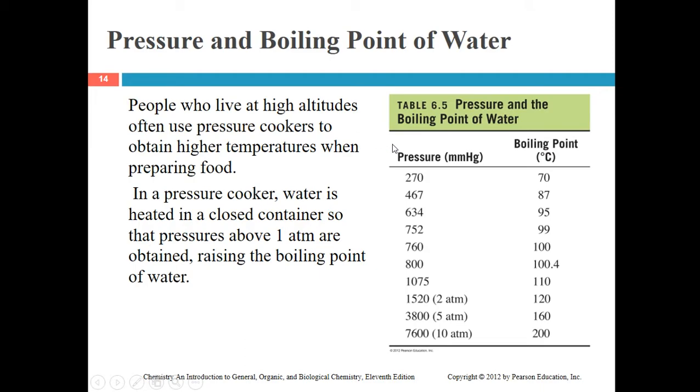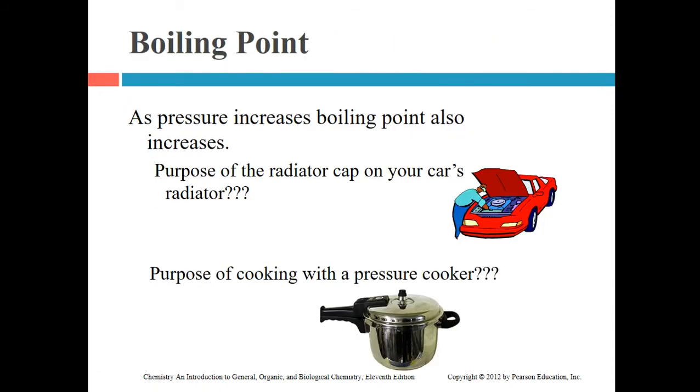Why do they use pressure cookers? Because the pressure cooker is going to increase the pressure, which means the water is heated in a closed container so that pressures above 1 atmosphere are obtained. So you're going to raise the boiling point. You're going to be able to cook the food faster because the boiling point is higher, because you've increased the pressure much more. So let's see. As pressure increases, boiling point also increases.